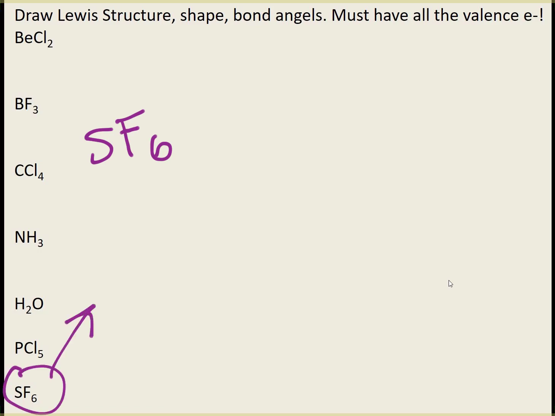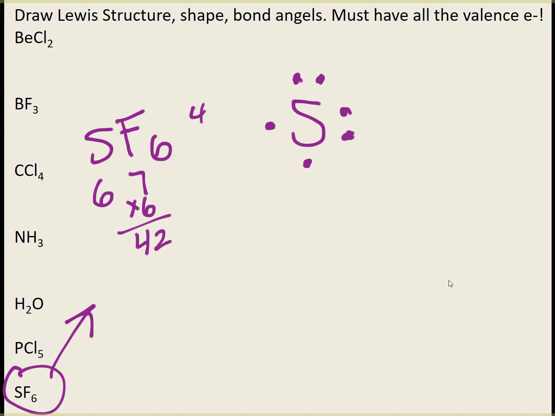So that's my last one here. If I look at sulfur, it's the first one listed, so I'm going to assume that's my central atom. Besides, fluorines can't ever be central atoms. They're a halogen. So sulfur has 6 valence electrons, and each fluorine has 7. 7 times 6, 42. So I should have 48 electrons in this structure.